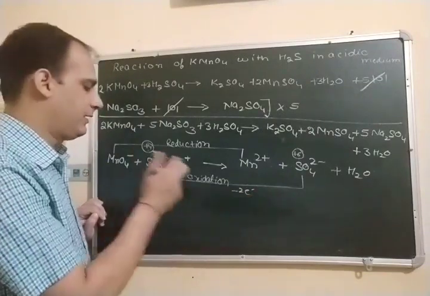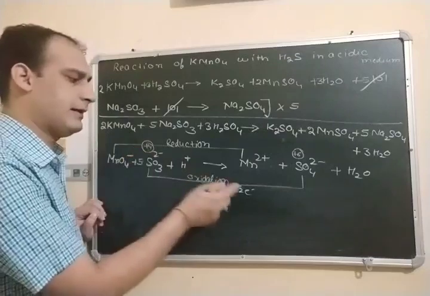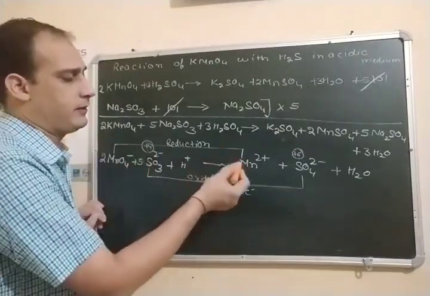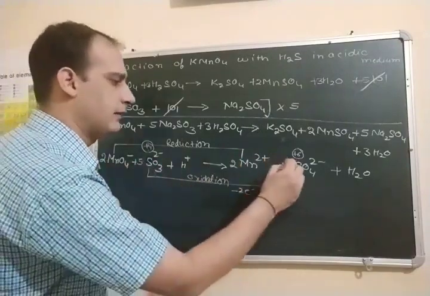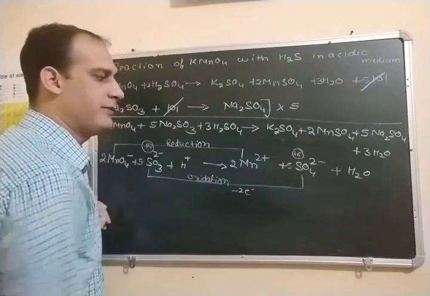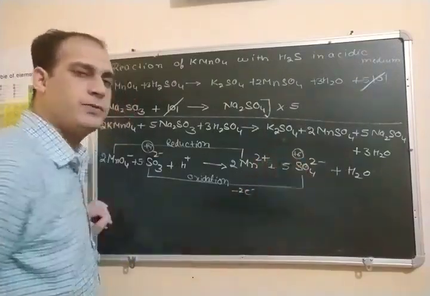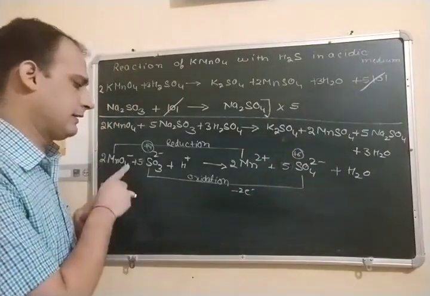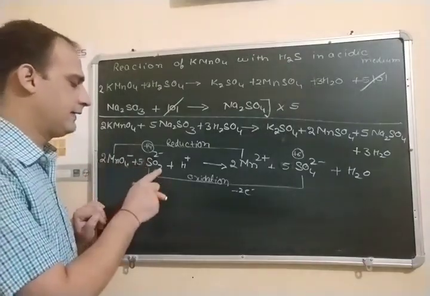So here I will multiply it by 5. 5 times 2, 10 electrons will be produced, and for 2 manganese there will be requirement of 10 electrons to form 2 Mn2 positive, and here will be formation of 5 SO4 2 negative. Now you have to balance the oxygen. 4 times 2, 8 oxygen atoms are here.